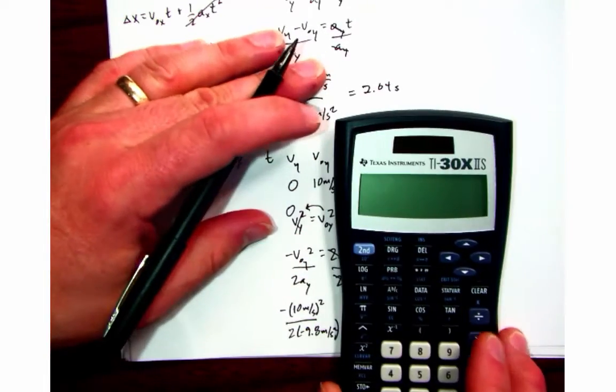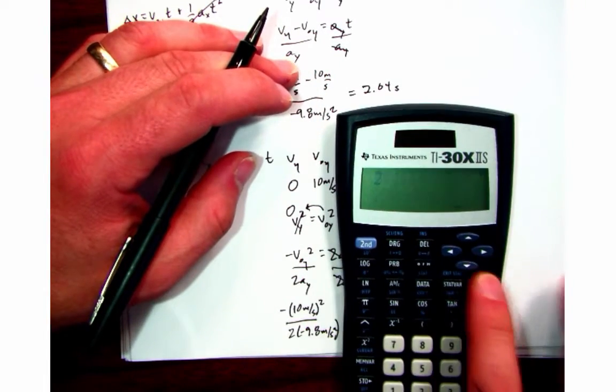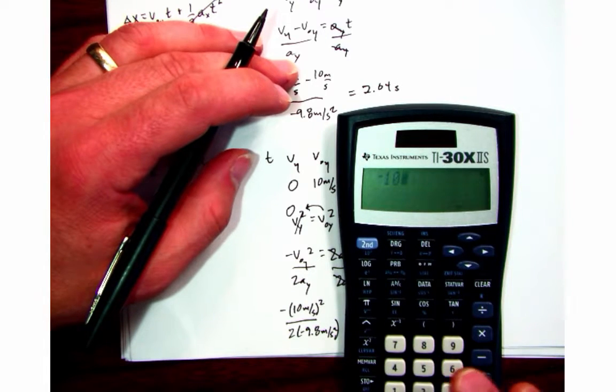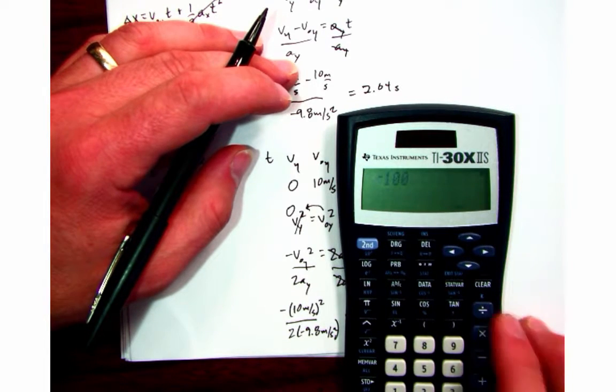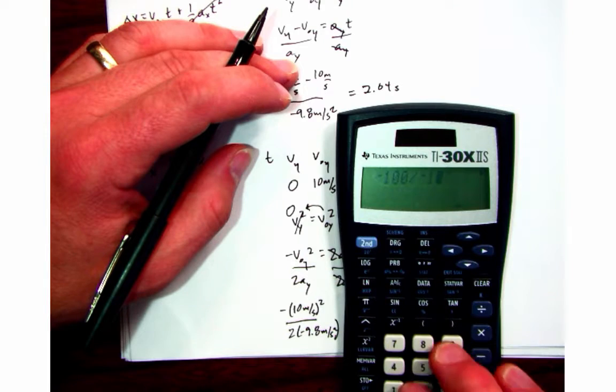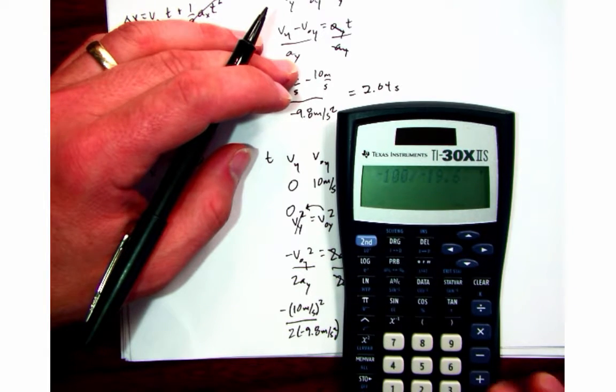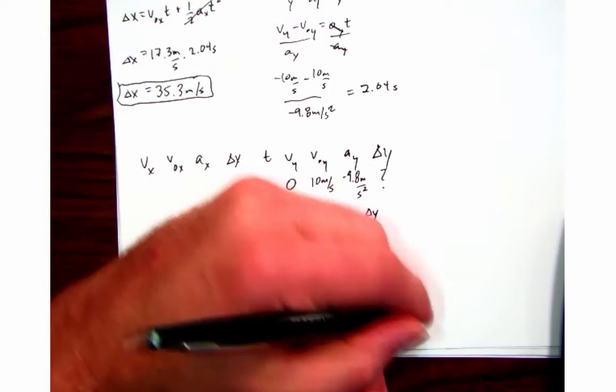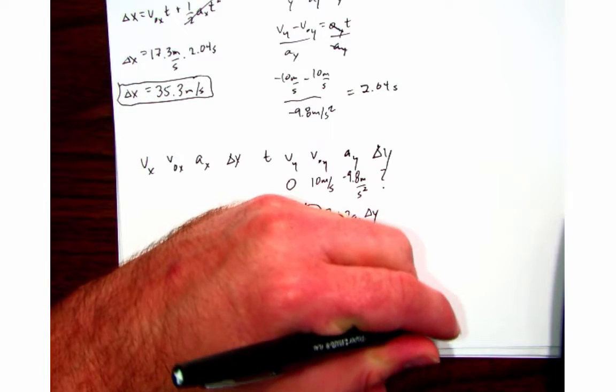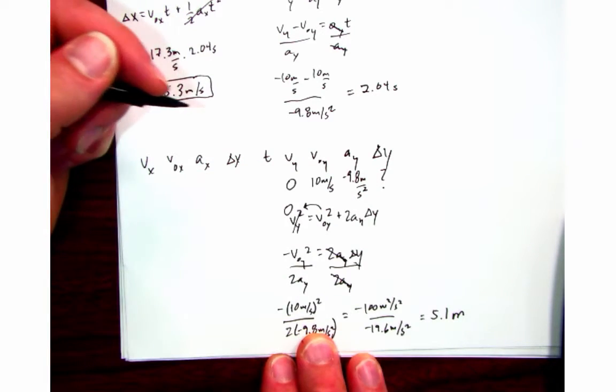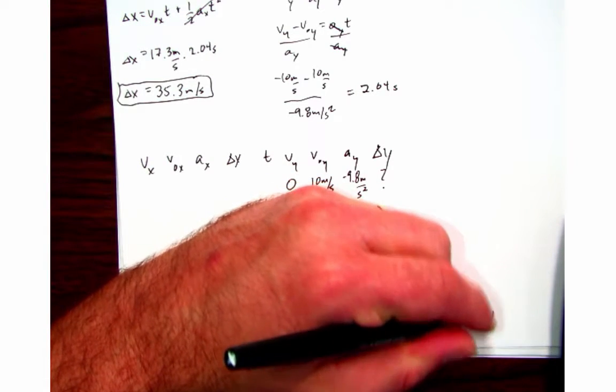Get my calculator out again. So negative 100 divided by negative 19.6, and I get 5.1 meters for the maximum height.